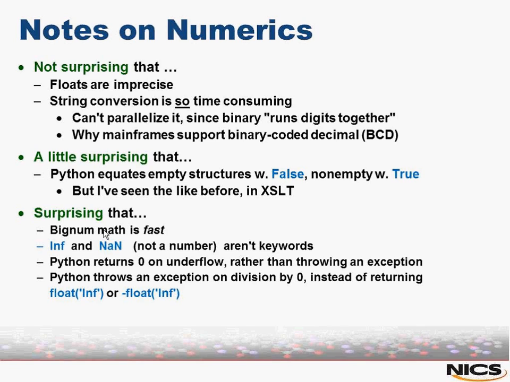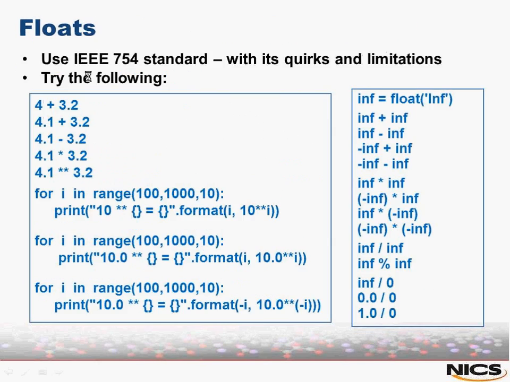I'm surprised that INF and NaN, which are IEEE 754 standards, are not keywords. You write float, open paren, quote, INF, close quote, close paren. And if you go back, Charles, I showed this last time. This is how you ask for the infinity value. And for not a number, you write float, open paren, quote, NAN, close quote. Okay? I'm surprised they aren't keywords.